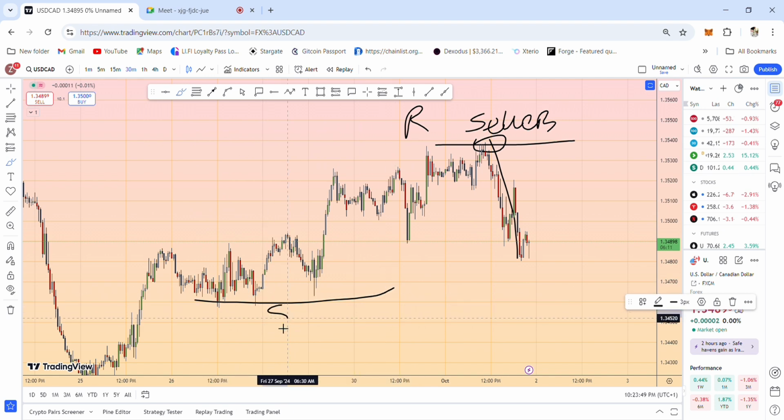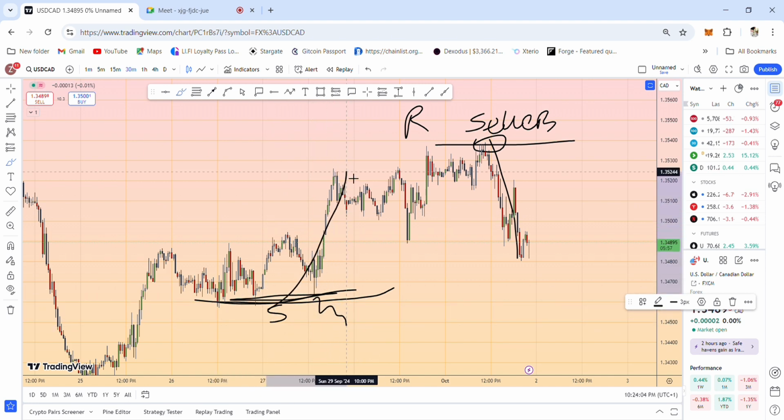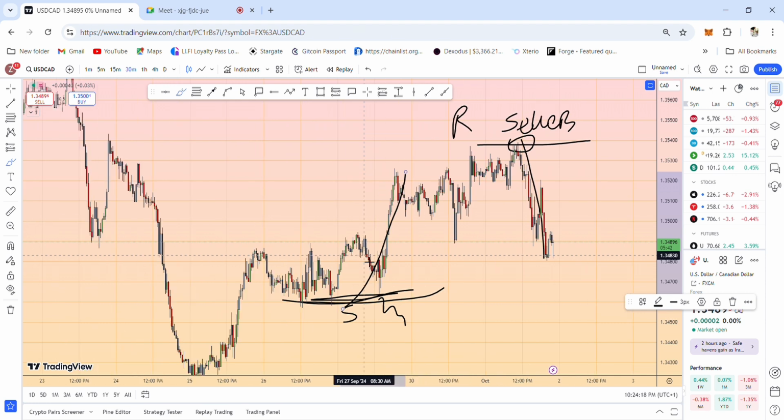This is your support area. Why? Because at this price level, demand is greater than supply. So instead of price coming down, price went up, because people bought at this price level. And when the buying pressure is more than the selling pressure, price goes up because people are buying. Demand is greater than supply, right?